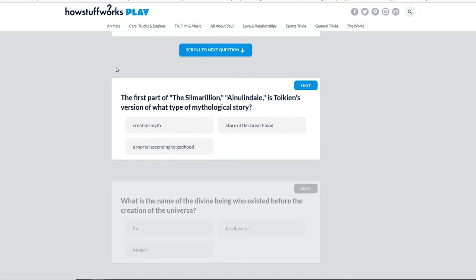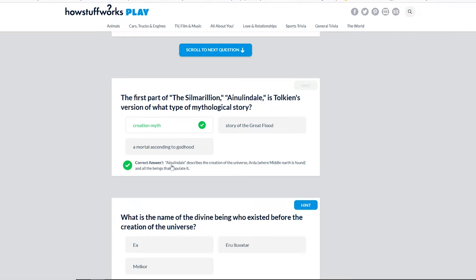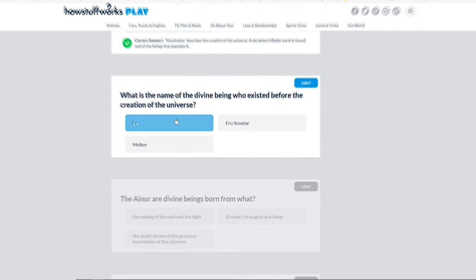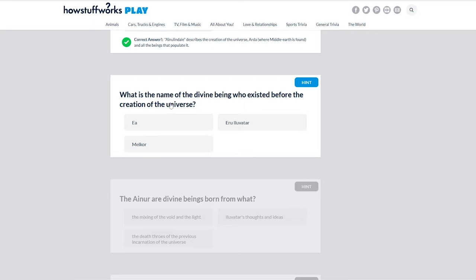The first part of the Silmarillion, Ainulindale, is Tolkien's version of what type of mythological story? Creation myth, story of the great flood, mortal ascending to godhood. It's the creation myth. Ainulindale describes the creation of the universe, Arda, where Middle-earth is found, and all the beings that populate it. Yes.